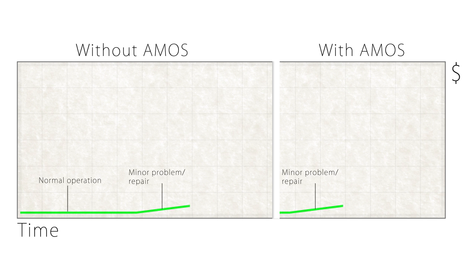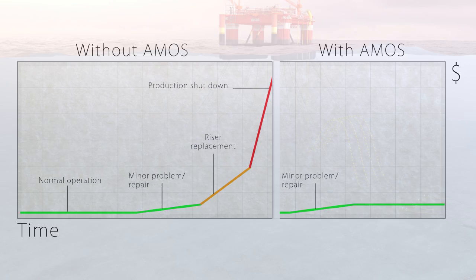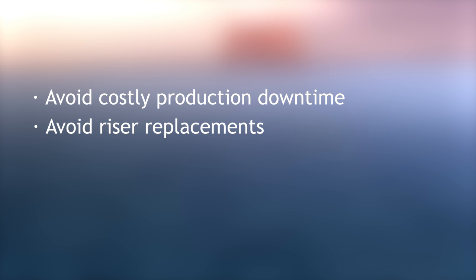Flexible risers are subject to issues and damage which can escalate beyond repair and thus cost operators millions of dollars in unplanned downtime and riser replacements. With AMOS from 4Subsea, a state-of-the-art system for riser monitoring, operators can avoid such losses and costs. AMOS. Avoid costly production downtime. Avoid costly riser replacements.